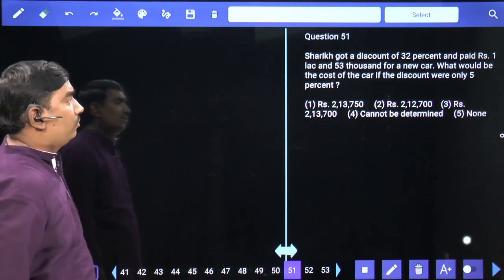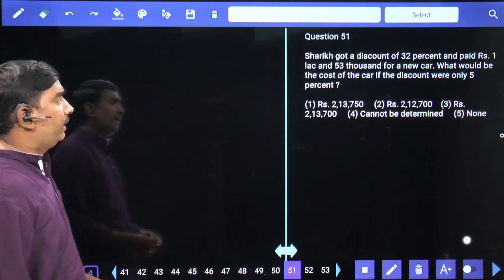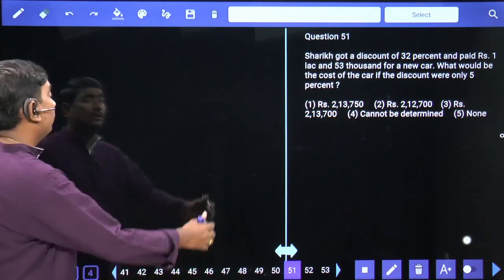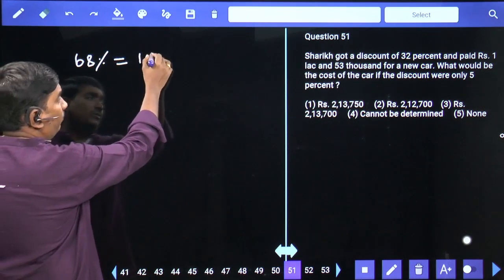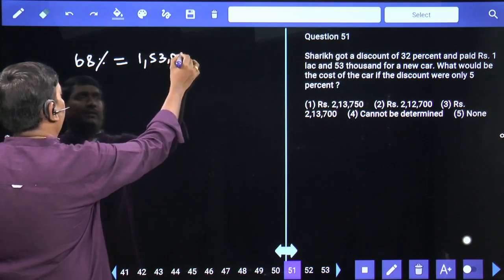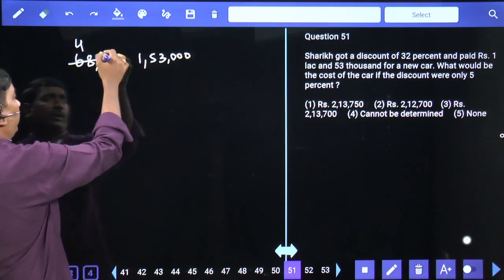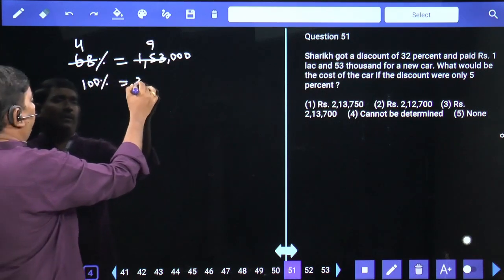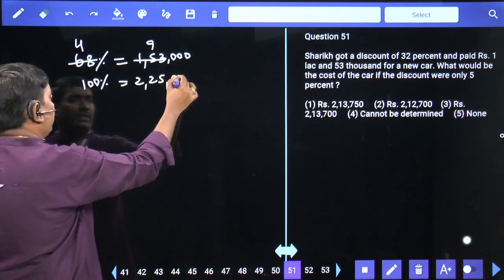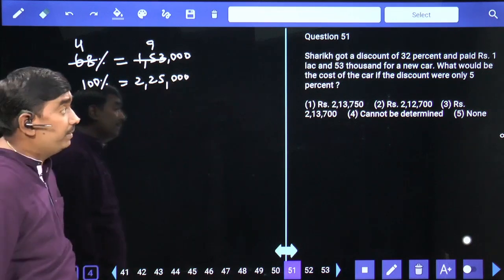Sika got a discount of 32% and paid 1,53,000 for a new car. 32% discount means the remaining 68% is equal to 1,53,000. 17 4 times is 68, 17 9 times is 153. So 100% value is 2,25,000. This is the actual MRP.